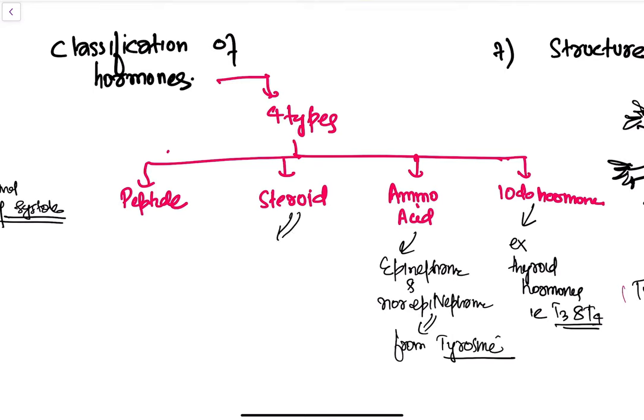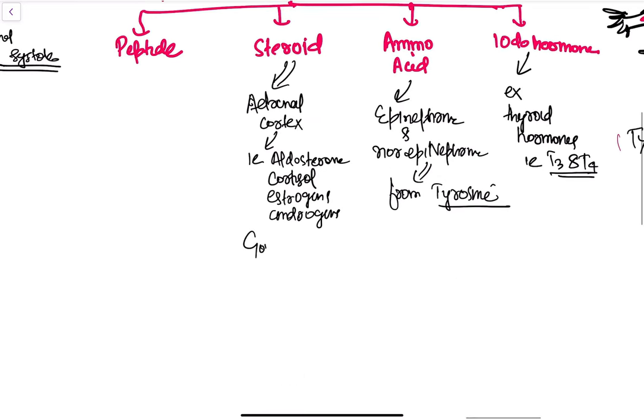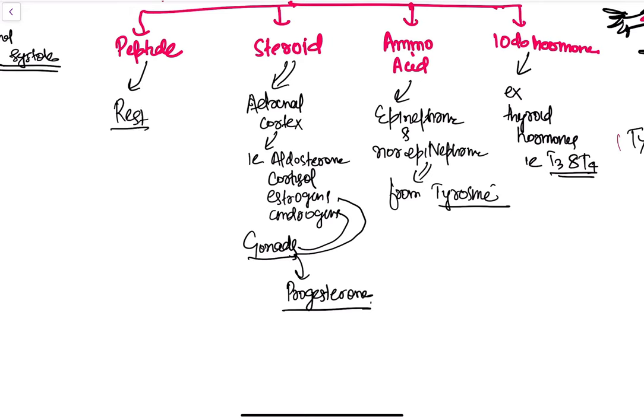Steroid hormones include the hormones of the adrenal cortex, that is aldosterone, cortisol, and the androgens. And it also includes the hormones of gonads, which again include estrogens and androgens along with progesterone. Then the rest of the glands, those hormones are peptide hormones.